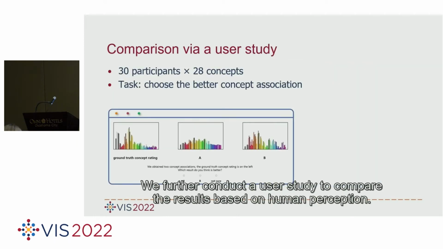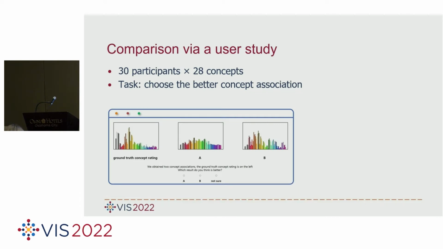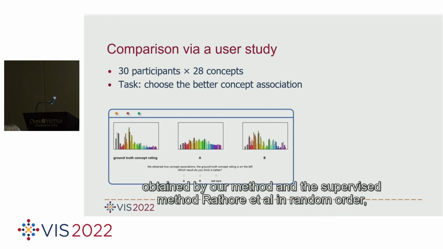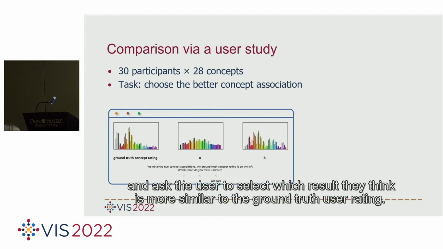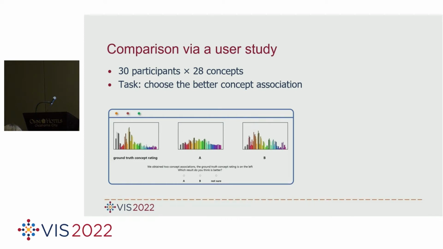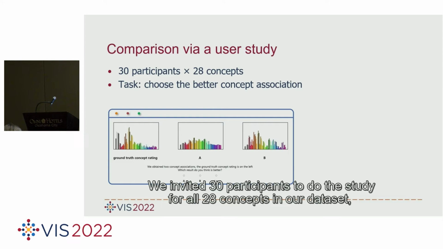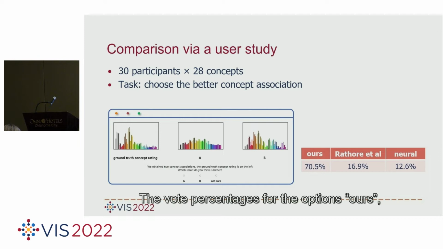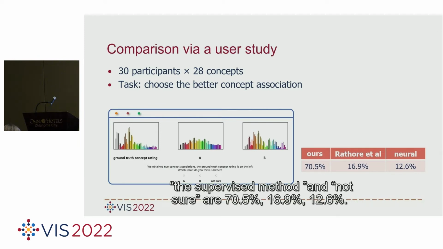We further conduct a user study to compare the results based on human perception. For each concept in our dataset, we show the ground truth user rating together with the 2 estimated ratings obtained by our method and the supervised method, Rosso et al., in random order, and ask the user to select which result they think is more similar to the ground truth user rating. The user can select either one of the 2 results or a no-sure option. We invited 13 participants to do the study for all 28 concepts in our dataset, which results in 814 answers in total. The vote percentages for the options ours, the supervised method, and the no-sure are 17.5%, 16.9%, and 12.6%.